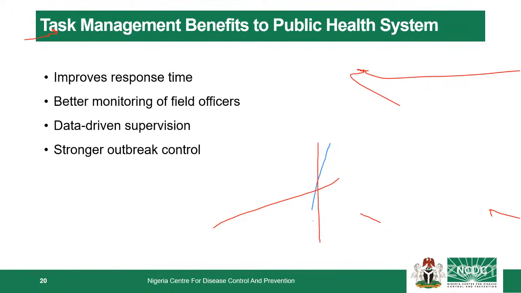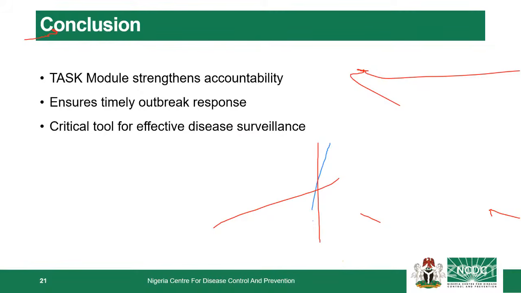Then again, a strong outbreak control. A lot of communication can happen within this particular platform that will help us manage an outbreak. And this is a very good platform where we can manage so many things in terms of communication within the system or among users. Next. So, conclusion: the task module strengthens accountability, ensures timely outbreak response, and is a critical tool for effective disease surveillance. So, next.